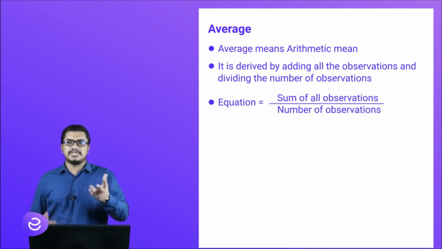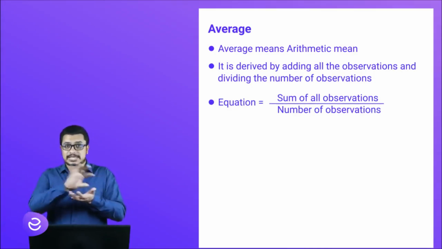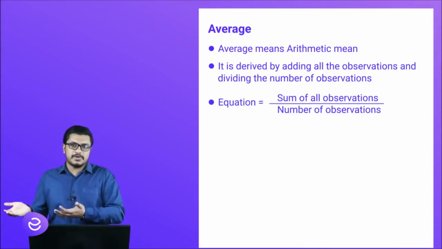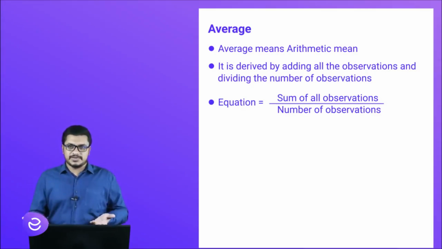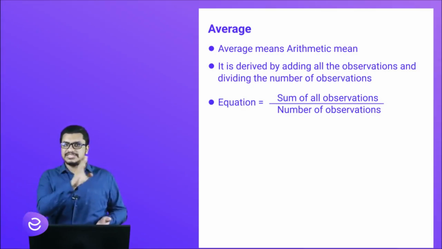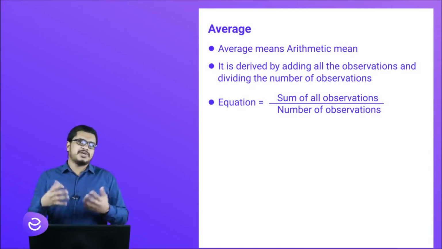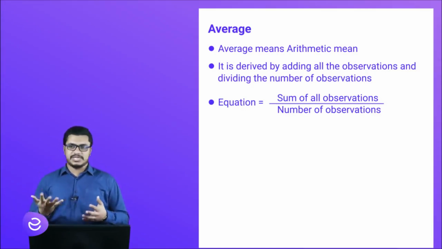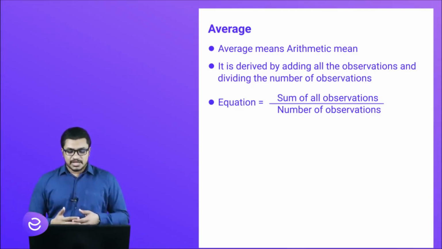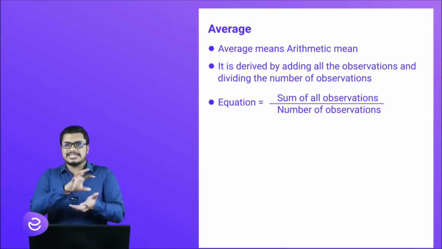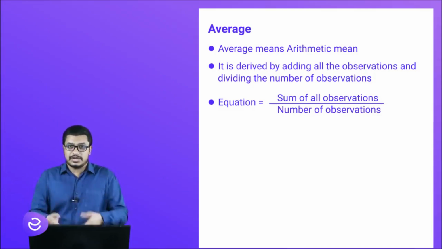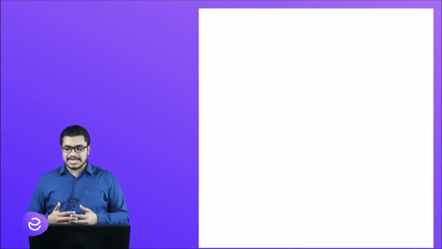So if we get two numbers 6 and 4, the sum of the observations, 6 plus 4, divided by the number of observations. We have only two observations, 6 and 4. So 6 plus 4 divided by 2, which is 10 by 2, gives you 5. Just an example. You will not get such a direct question there. You'll have to improvise when you get a question. So we'll go directly to the question.